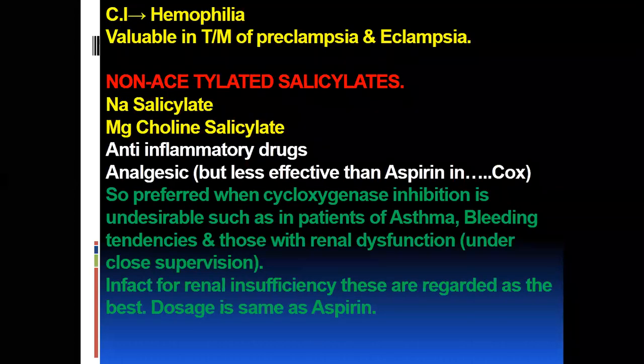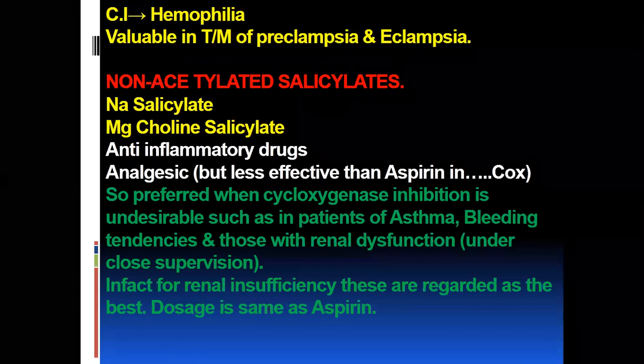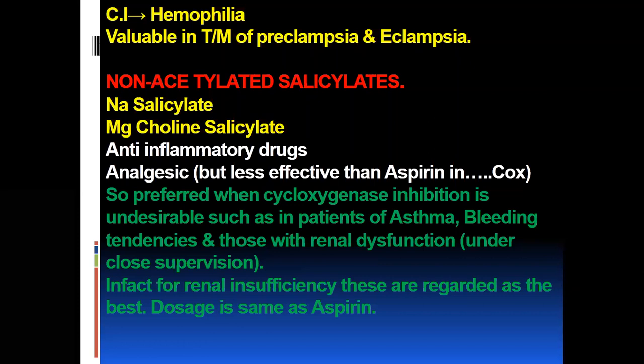Now this was all about the aspirin, and aspirin was a non-selective COX inhibitor, among the acetylated group of the drugs. Now the second group among the non-selective COX inhibitors, among the salicylates, is the non-acetylated group. That is, salicylates were divided into the acetylated group, for example aspirin, and the non-acetylated group.